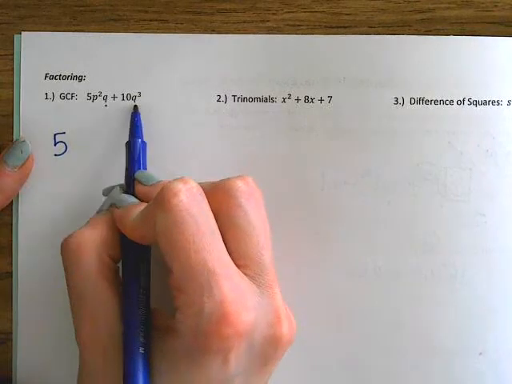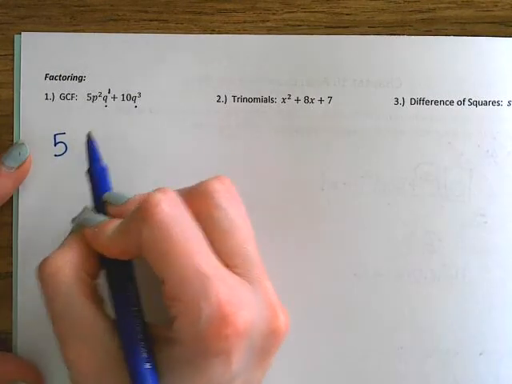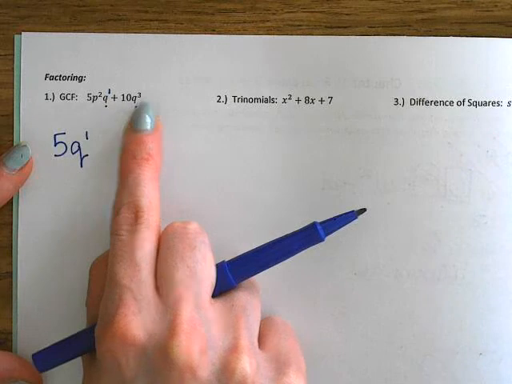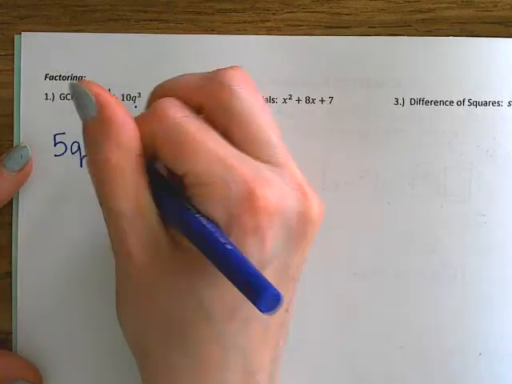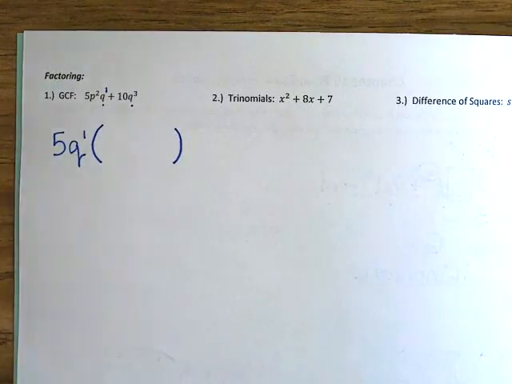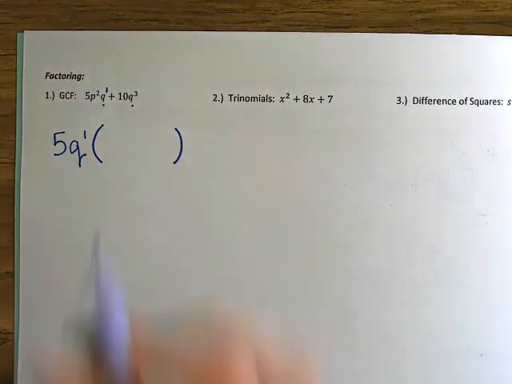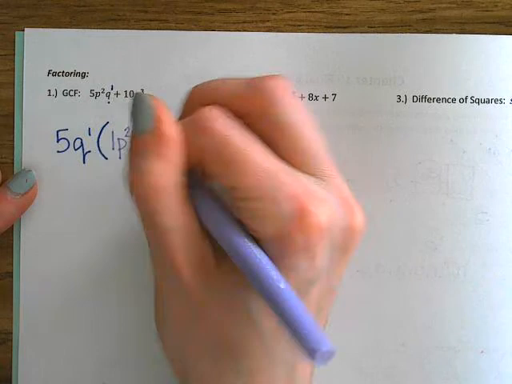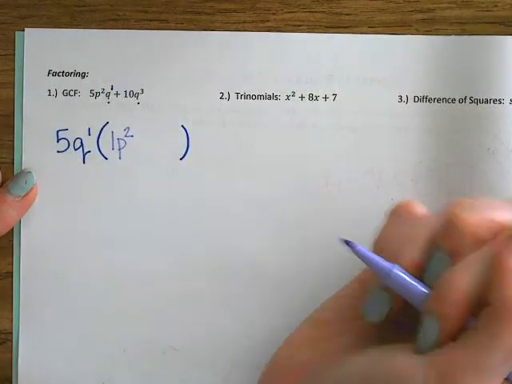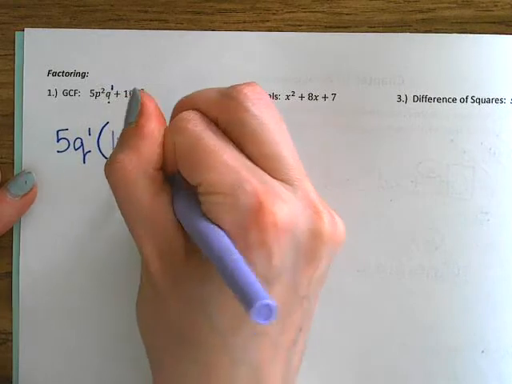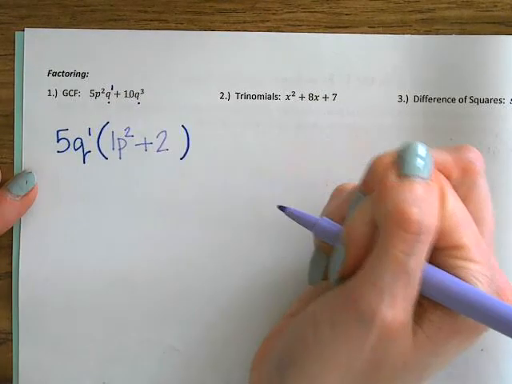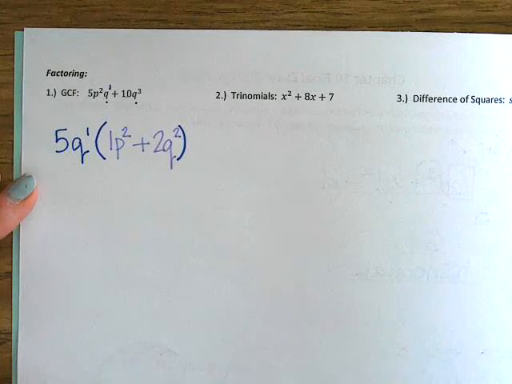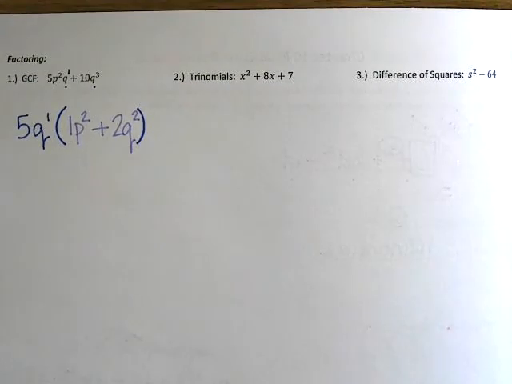So see how they both have Q's? You can only take out the smaller power, so Q^1. We cannot take out any P's because this one doesn't have any. And now you draw a parenthesis for the GCF and you actually divide it out. So 5 divided by 5 is 1. There's still 2 P's, but no more Q's because 1 minus 1 is 0. All right, plus 10 divided by 5 is 2. And then 3 minus 1, there'd be 2 Q's left. So that's dividing out the GCF. Done.